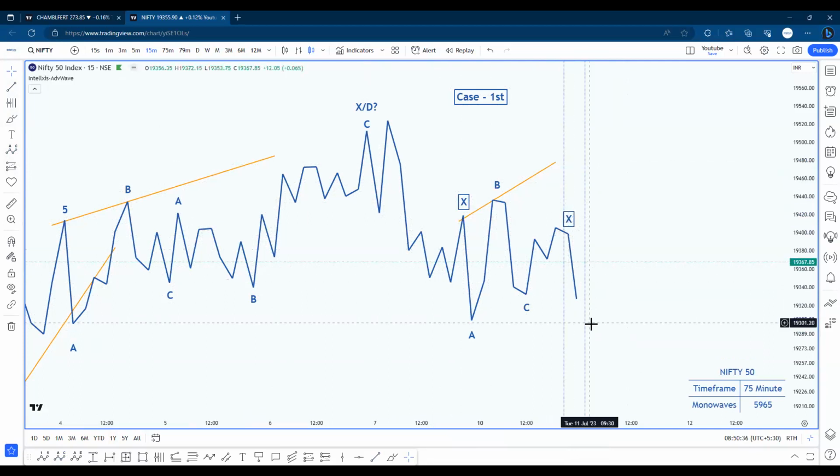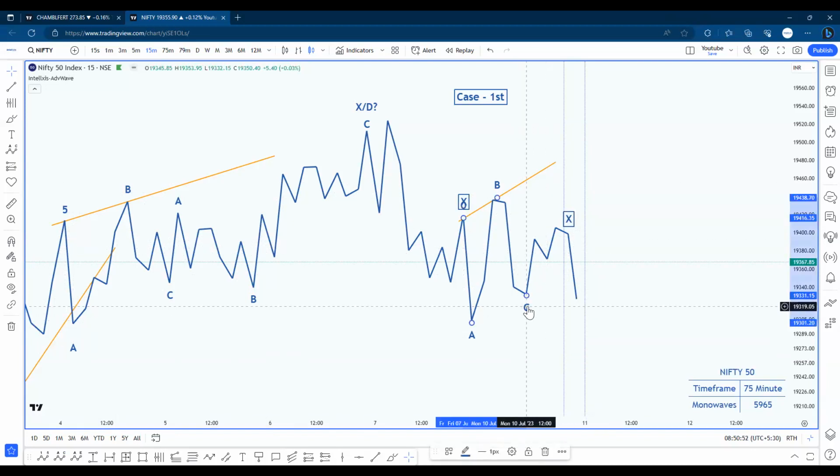Again, this is my sharp fall. I'm considering this whole thing as case first only, and I'm going to discuss case second after this also. Okay. So this sharp fall is telling me something new has started. So this is going to become my new ABC.